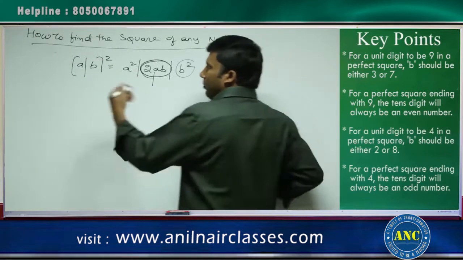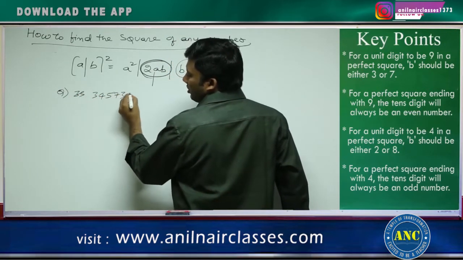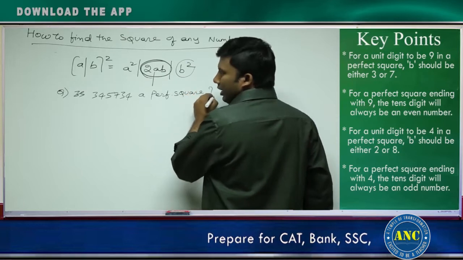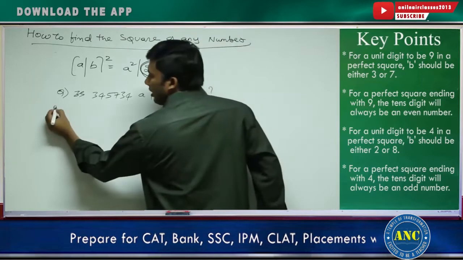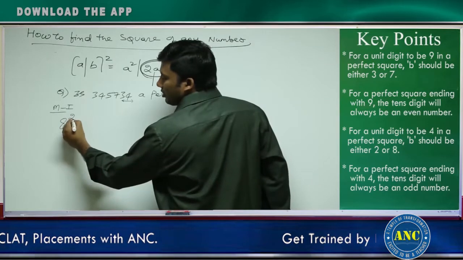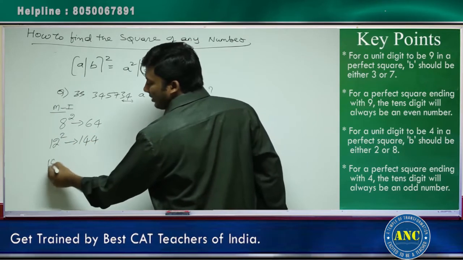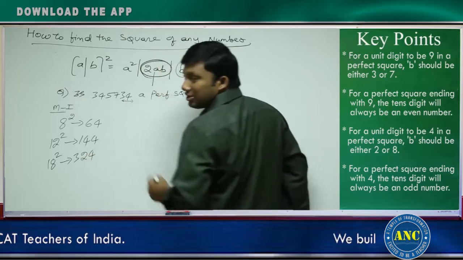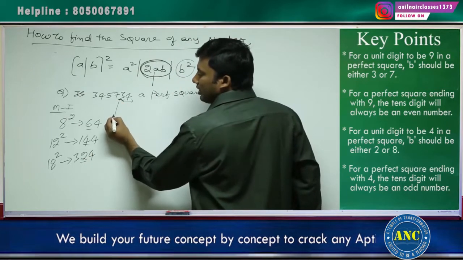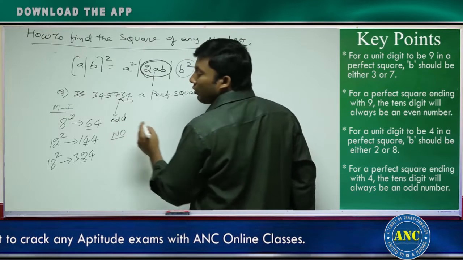Let us discuss another problem: how to find whether a number is a perfect square or not by using the above logic. Is 345734 a perfect square? Again, method 1, proof by example. This number is ending with 4. Let us take a few examples. Which numbers on square end with 4? 8 square is 64. 12 square is 144. 18 square is 324. In all these examples, if any perfect square is ending with 4, the tens digit is always an even number. In this question, what is the tens digit? 3. 3 is an odd number. So therefore the answer is no. This is proof by example.